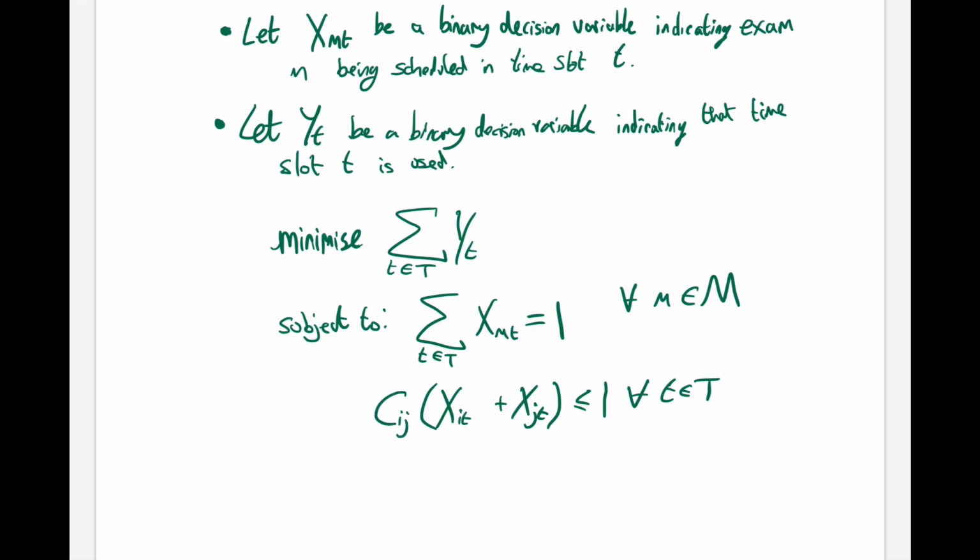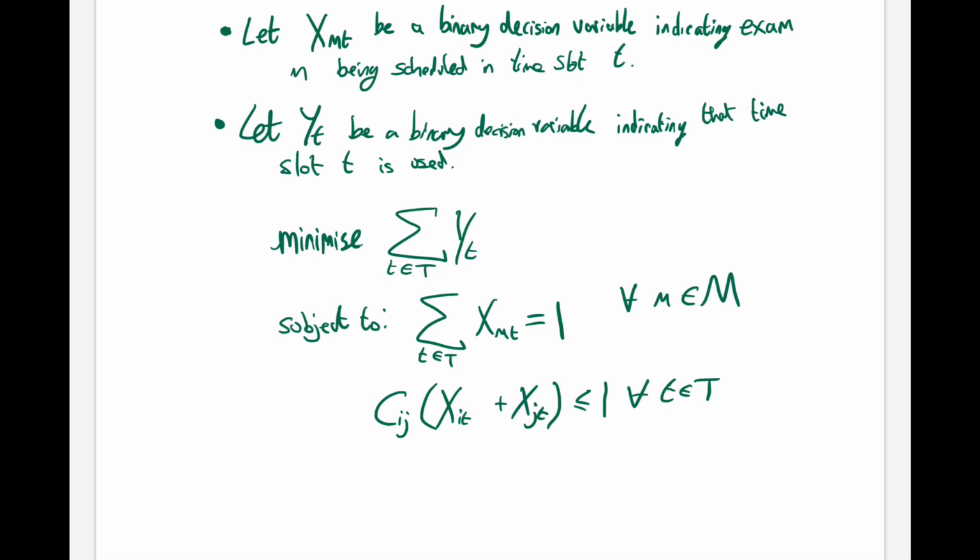So the parameter Cij is 1 if they clash and 0 if they do not. So if they do clash, 1 times that sum will just be that sum. And so if they do clash, we don't want that sum to be 2, so it needs to be less than or equal to 1. If they don't clash, then Cij is equal to 0.